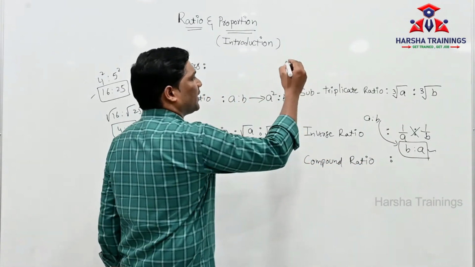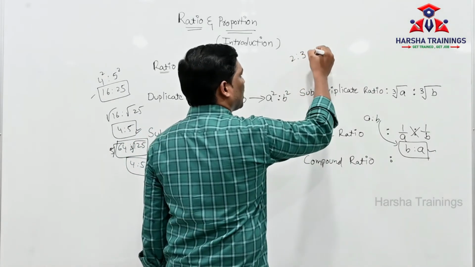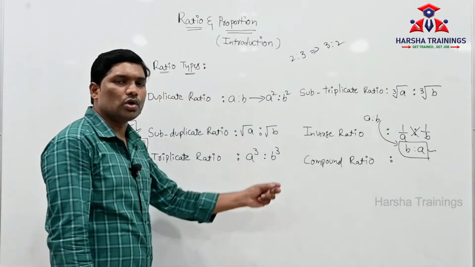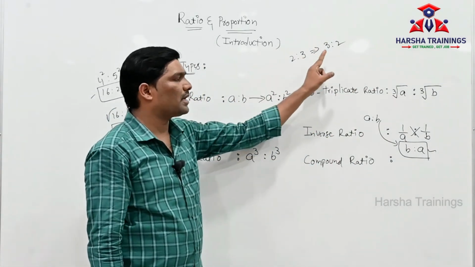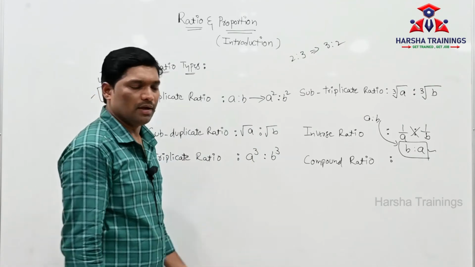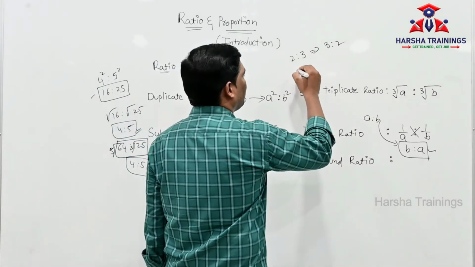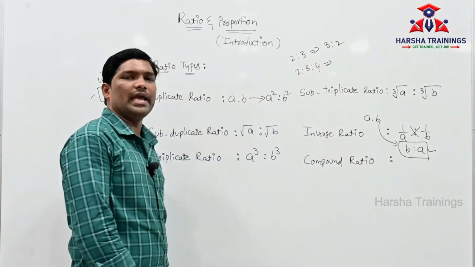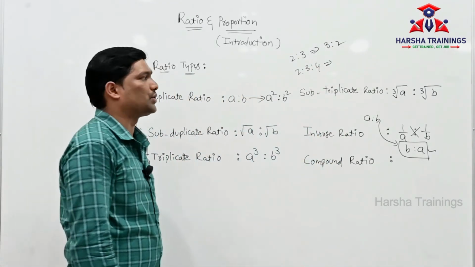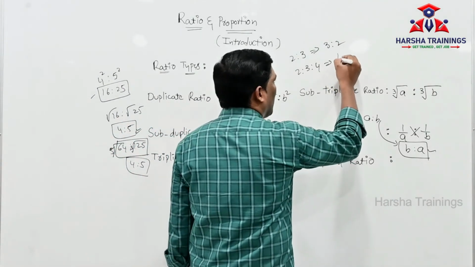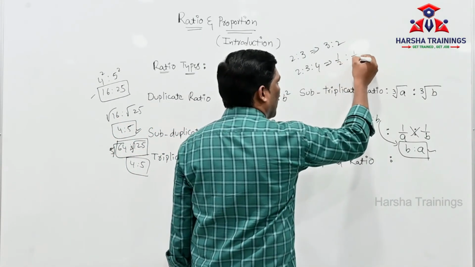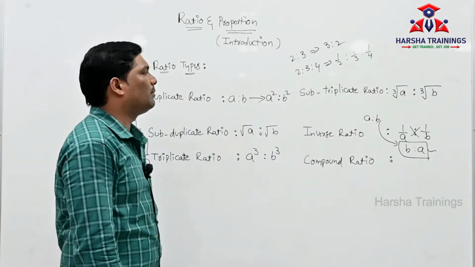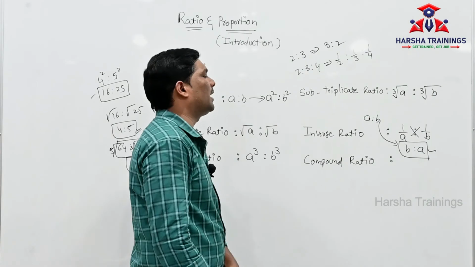For example, guys, 2 is to 3, the inverse ratio is 3 is to 2. Two quantities given, just remember reverse. For example, three quantities are given: 2 is to 3 is to 4. So what is the inverse ratio? Look at the screen, guys. So 1 by 2 is to 1 by 3 is to 1 by 4.